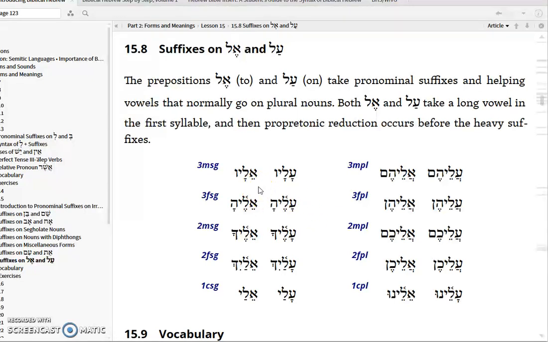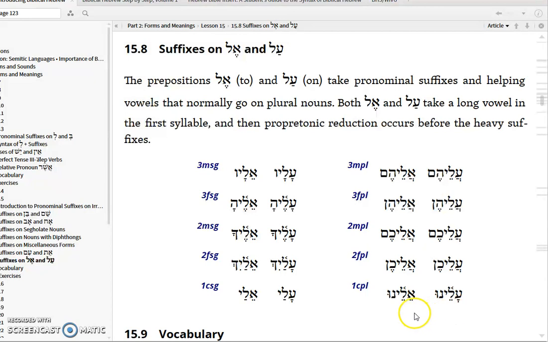In both cases, when you put heavy endings on, alehem, the sere here becomes propretonic and therefore reduces to shava, but aleph will not take a full-fledged shava, so you get a hataf patah. Same thing under the ayin here, under alav. When you put a heavy ending on, that makes it propretonic, it tries to reduce to shava, and you get a hataf patah. So in these plural suffixes, with the exception of the first common plural, you will reduce your vowel to shava.